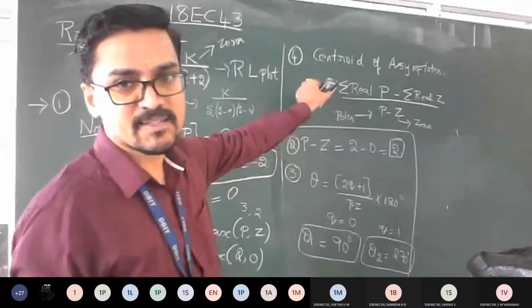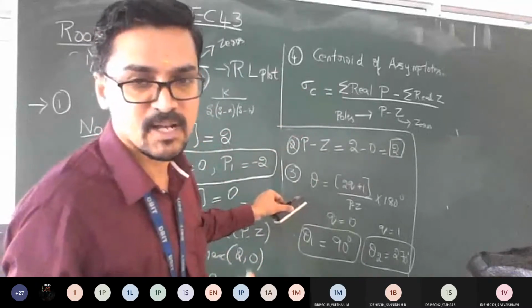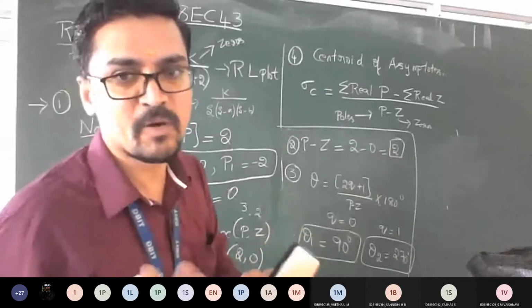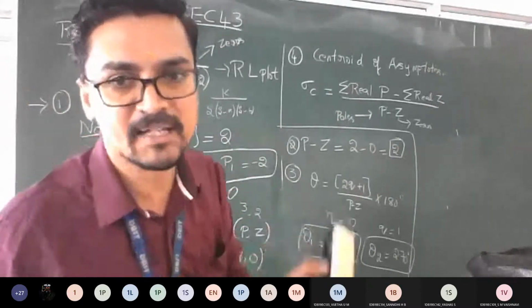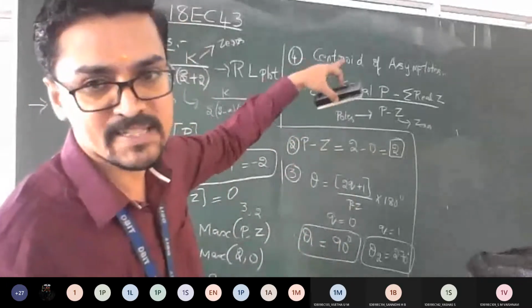You need to calculate the centroid. I have got how many asymptotes I required on the root locus, and I have calculated how many angles I get. So to plot that, there should be one point where I can mark the angle. That is what I told you as the centroid. That is why the heading is centroid of asymptotes.